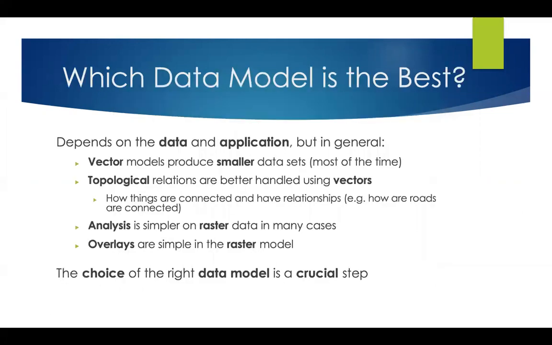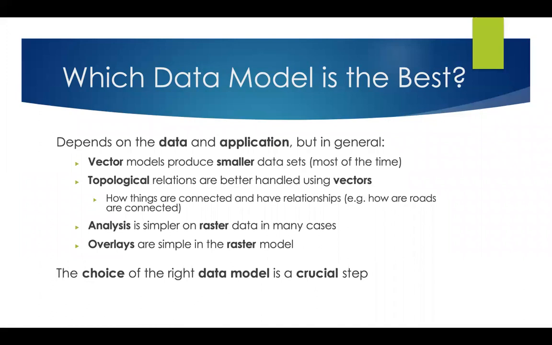So which data model is best? Well, that depends on the data and the application. But in general, vector models produce smaller data sets most of the time. This is because the vertices that make up point data sets, lines, or polygons often take up less volume than cells in a raster data set.